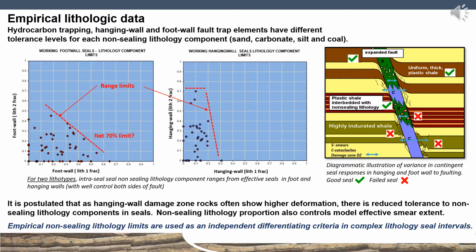Empirical data has proven to be a very powerful tool in differentiating working and failed seals. Here we're looking at cross plots of footwall and hanging wall seal tolerance levels for two lithotypes. You can see in the center panel the hanging wall seals are very sensitive to the proportion of the lith1 fraction. In contrast, the footwall seals have a much higher tolerance level.